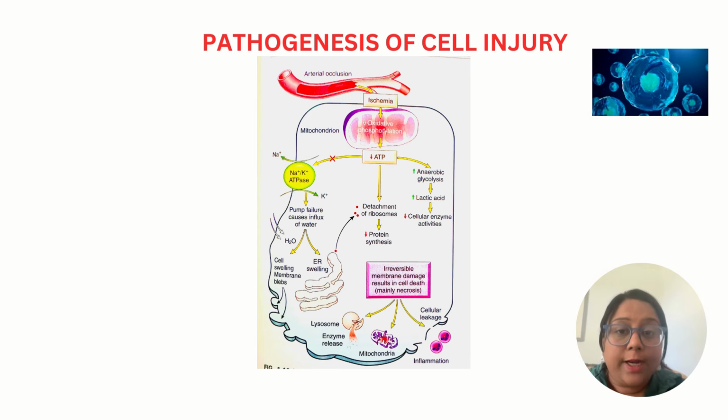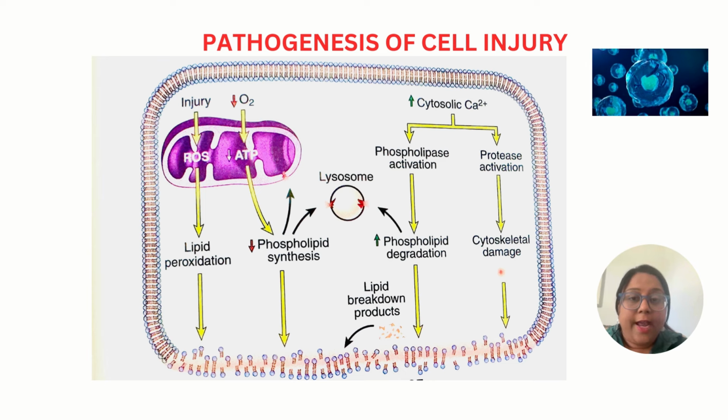When there is sodium potassium pump failure, there is increased influx of water, which causes cellular swelling and membrane damage. Also, it causes endoplasmic reticulum swelling due to increased influx of the water. When there is detachment of ribosomes, it leads to decreased synthesis of the protein. And when there is increased anaerobic glycolysis, there is increased accumulation of lactic acid, which again contributes to cellular damage.